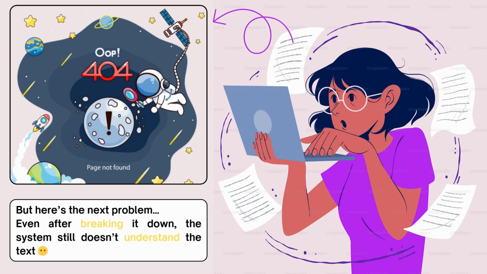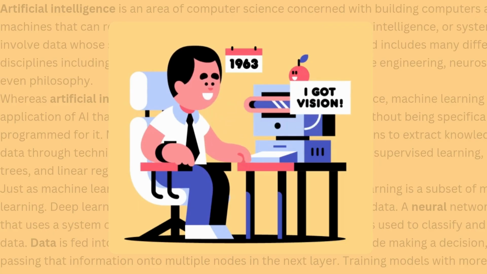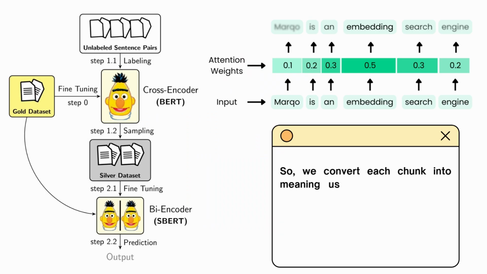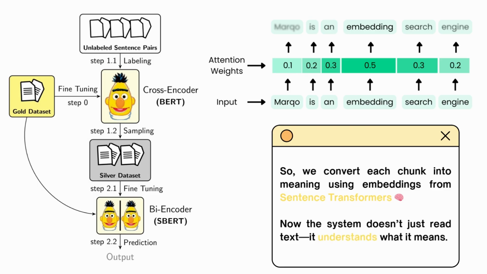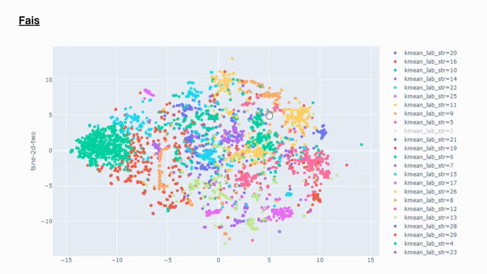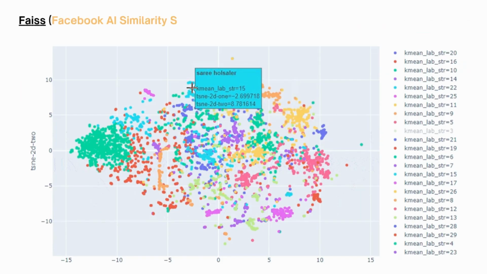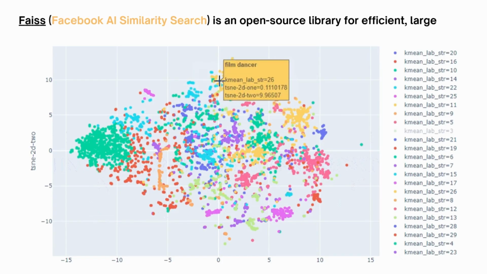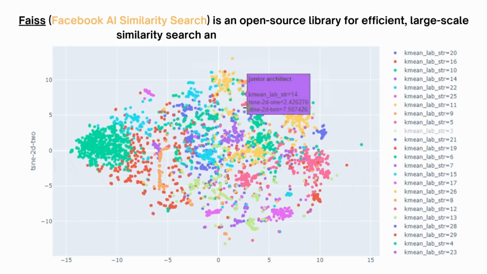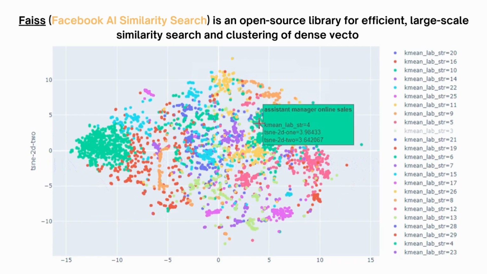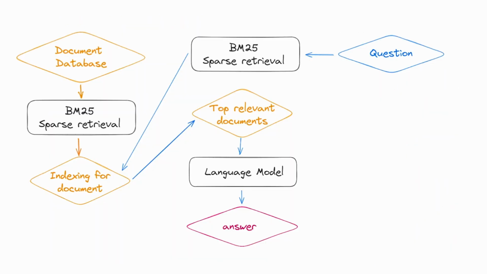But here's the next problem. Even after breaking it down, the system still doesn't understand text. It just sees words. So we convert each chunk into meaning using embeddings from sentence transformers. Now the system doesn't just read text, it understands what it means. Next problem is that now we have hundreds of chunks. How do we search through them quickly? So we build a fast search system using Facebook AI similarity search. This helps find similar meanings instantly.